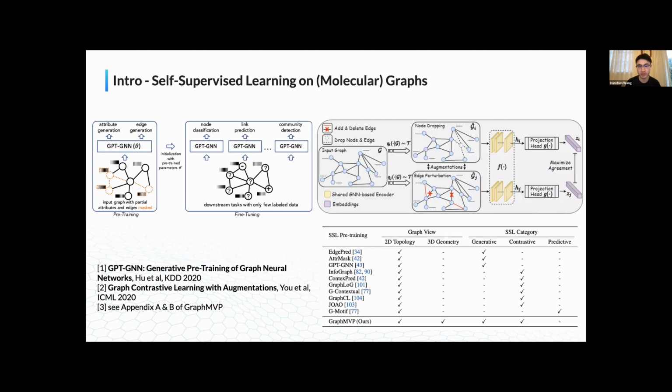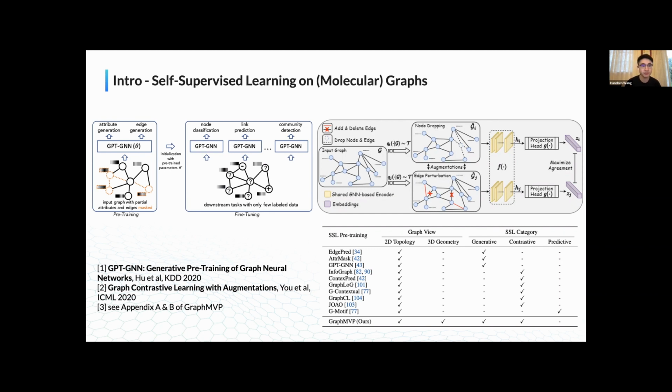Speaking of self-supervised learning on graphs, or more specifically on molecule graphs, there are also some notable works in recent years. The first is GPT-GNN, a generative pre-training method where we randomly mask partial attributes or edges of the graph, and we train the network to complete them. A contrastive-based example is called GraphCL. Basically, you augment the graph with, let's say, edge dropping, edge perturbations or node dropping, and then you train the embeddings, or the projected embeddings, to be similar.